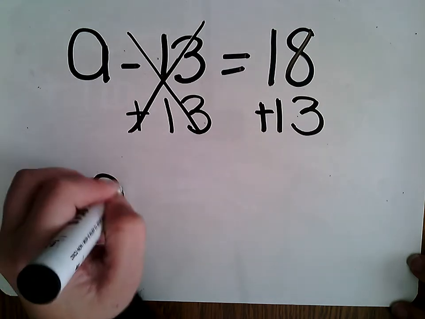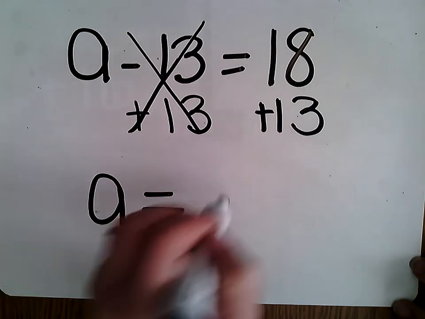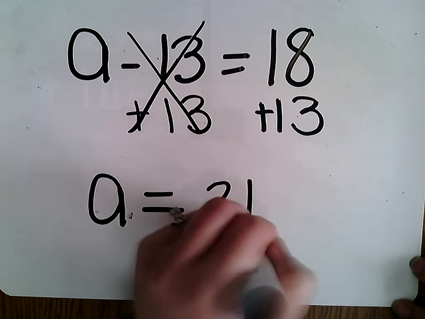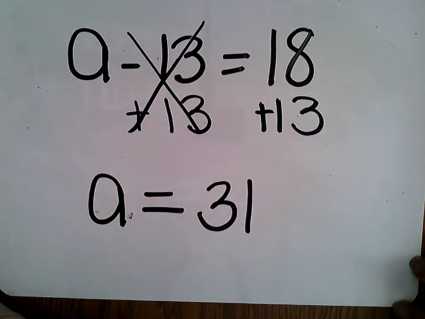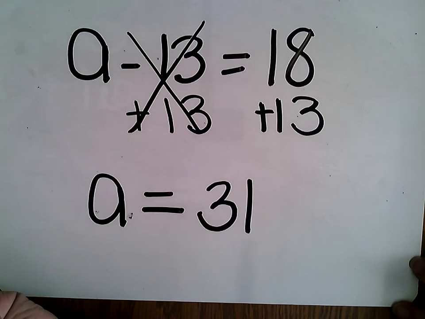I'm left with A over here equals, so then I would have to do 18 plus 13, which I know is 31. Then when I go back and plug 31 into my equation, 31 take away 13 should leave me with 18.